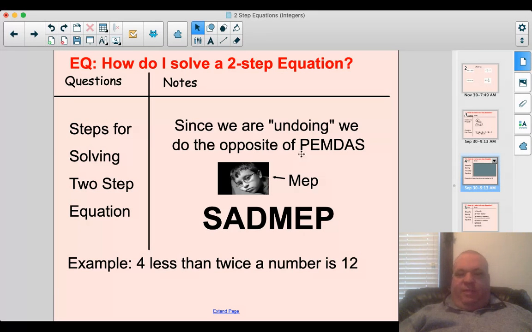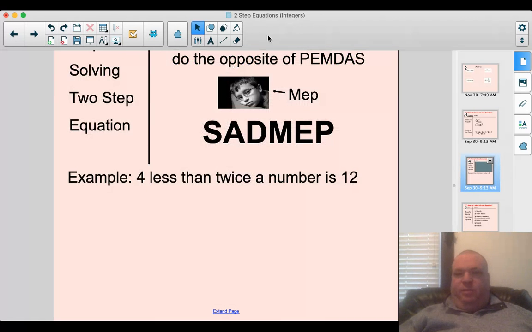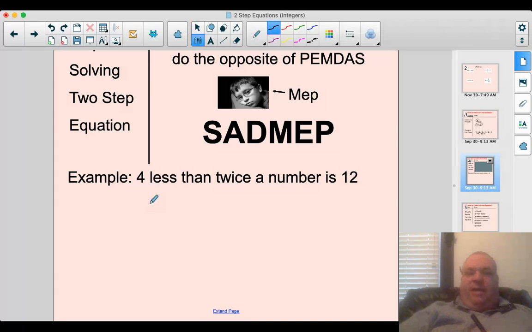4 less than twice a number is 12. If I were to write that equation, we have a number, some number I don't know. Let's call it x. We'll deal more with how to write these in a few days. But twice a number would be 2x. 4 less than that would be -4. Let's say that's equal to 12.